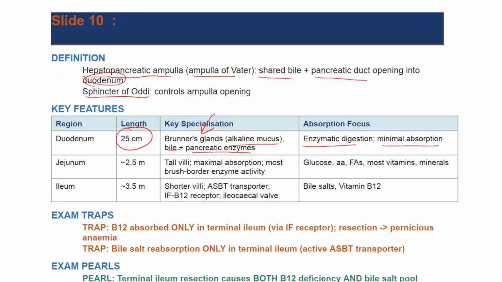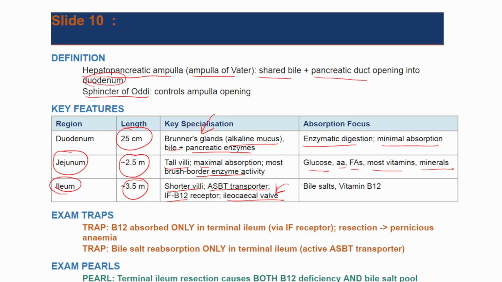After mixing in the duodenum, the nutrient slurry enters the main absorptive site. Spanning 2.5 meters, the jejunum utilizes tall villi and maximum brush border enzymatic activity to absorb glucose, amino acids, fatty acids, most vitamins, and minerals. Spanning 3.5 meters, the ileum features shorter villi, the active ASBT transporter, and IF-B12 receptor complex to absorb bile salts and vitamin B12 before the ileocecal valve. That means ileocecal valve is not a part of cecum, it's a part of ileum. To know about cecum, you gotta study large intestine.